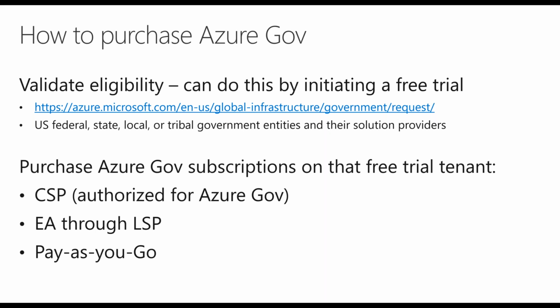And where you can purchase this is a little different. You can basically purchase these Azure Gov subscriptions on that free trial tenant, right? So on that Azure Gov tenant, you add Azure Gov subscriptions. You can go through a CSP, like Coretek Services. We're a direct CSP, and we are authorized for the Azure Gov side. Not every CSP is, right? So that's one thing to note if you're working with those. You can go with an EA through a licensing service provider, which typically means you have 500 or more seats, or you can go pay as you go, which is another option too.